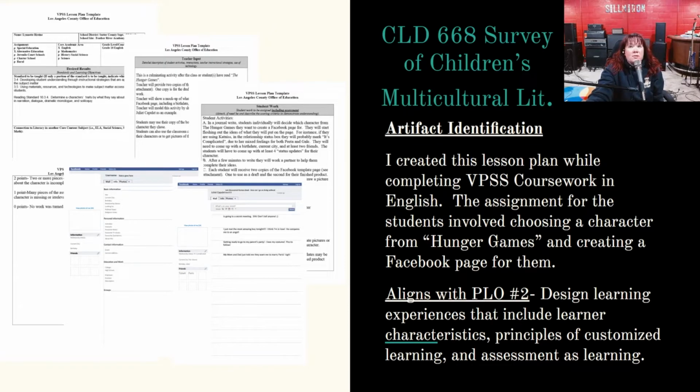CLD 668 was Survey of Children's Multicultural Literature. The artifact for this slide is a lesson plan that I created while completing VPSS coursework for English. The assignment involved choosing a character from the book The Hunger Games, which we would have been reading as a class, and then creating a Facebook page for them. Included in the lesson plan are clearly delineated instructions as well as a rubric for scoring. This aligns with PLO number 2.